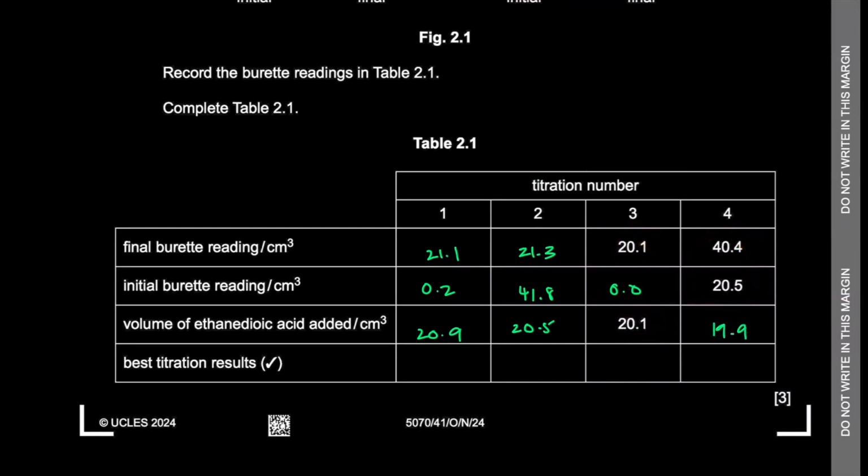Now the best titration results are the readings that are closest to each other. Whenever you do a titration, you need to pick 2 titrations that are very close to each other, usually within 0.2. For the O level or GCSE syllabus, they have to be within 0.2 for a good result. So these two are a good result, because these two are only 0.2 apart. So these are your best titration results.